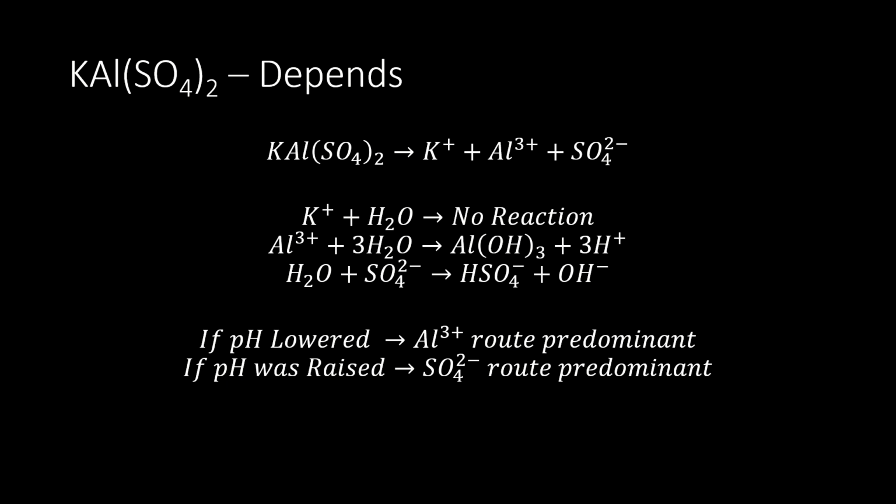Essentially, if as you add this salt you see your pH is lowered, use the aluminum reaction, where aluminum reacts with 3 water molecules to form aluminum hydroxide and 3 free hydrogen ions. If you see your pH is actually raised and becomes more basic, use the sulfate path, where water reacts with sulfate to form hydrogen sulfate and a freely available basic hydroxide ion. So for your post-lab report, based off of the pH, choose the reaction that actually is predominant. And you can just not write the rest.